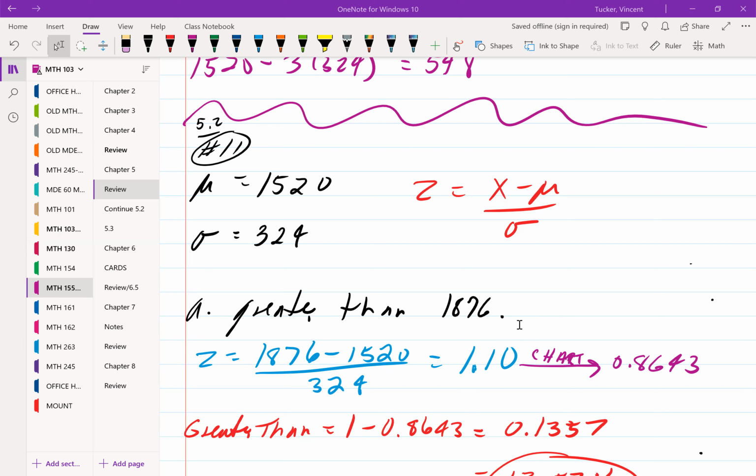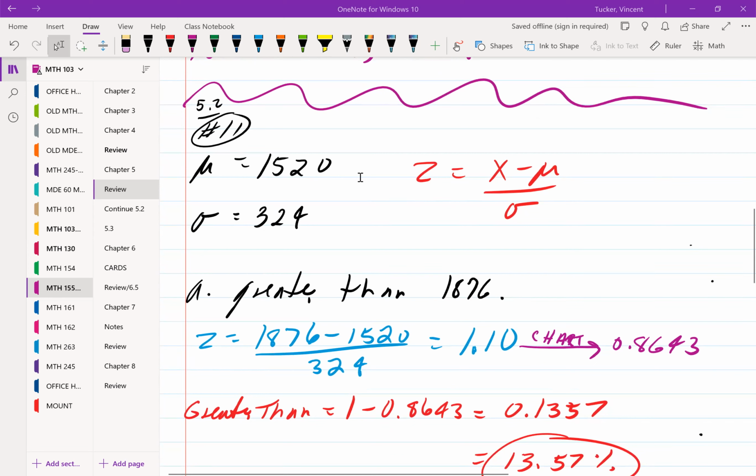So what I did was I took number 11, which gave all three scenarios, and I'm just gonna do that one and show you how to do the process. And then you can take that and apply it to all the other problems and let me know if you have any other questions from there. So in number 11, the one that I pulled up had the mean as 1520 and standard deviation is 324.